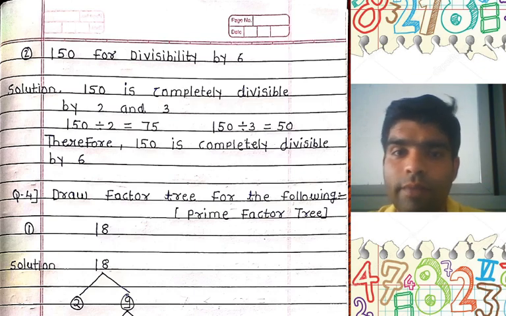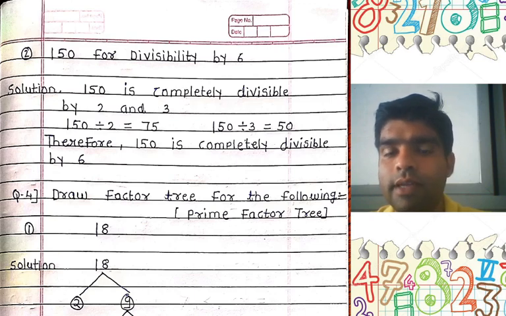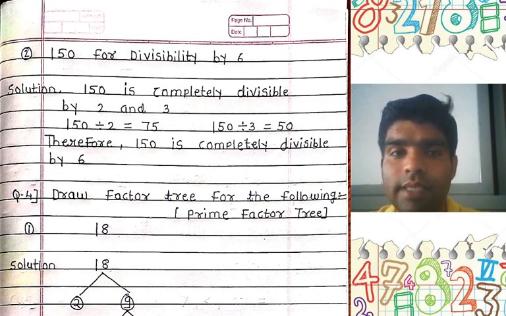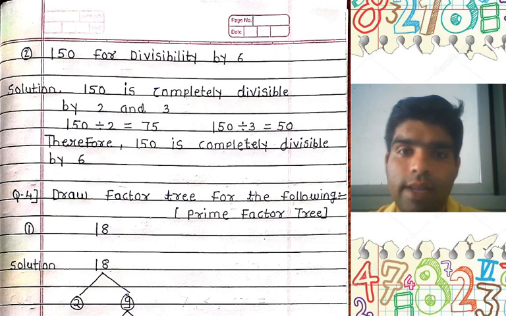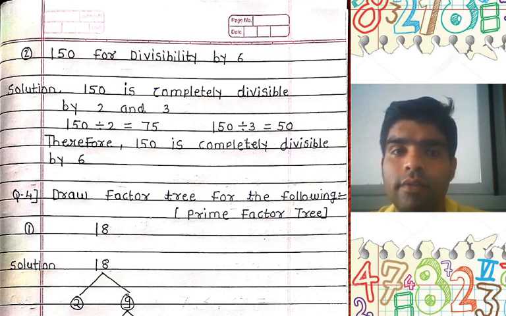Therefore, 150 is completely divisible by 6. Once again, 150 is completely divisible by 6. The divisibility rule of 6 is what? We have to check whether it is divisible by 2 and 3. It means that 150 is completely divisible by 6.